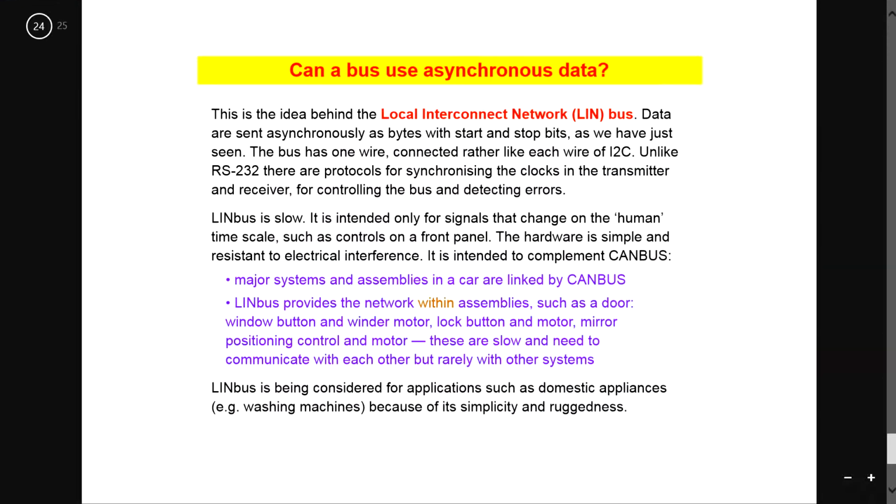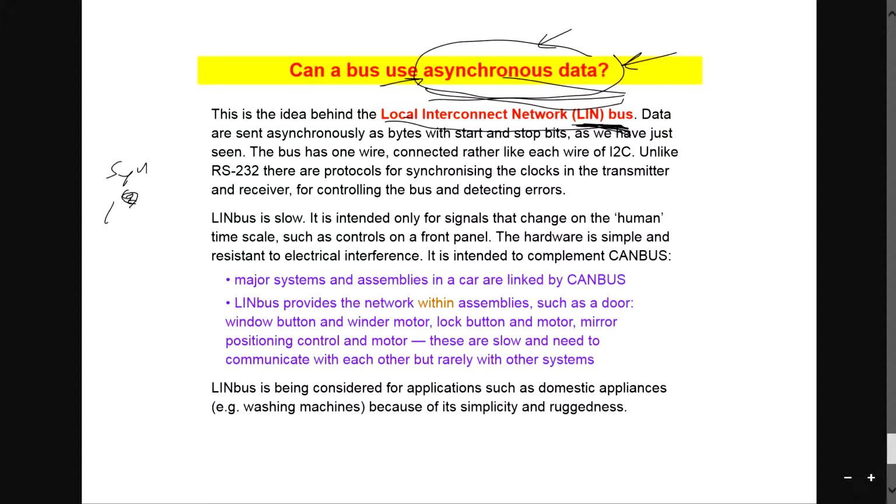Okay, and then let's go to this one. Can a bus use asynchronous data? In order to have a bus that sends asynchronous data, the Local Interconnect Network, LIN bus, will do this. So a LIN bus can help you to use asynchronous data. Whenever they ask which bus can I use for asynchronous data, I will use a LIN bus. If it's synchronized, then I will use the I2C bus. If it's asynchronous, I will use the LIN bus.